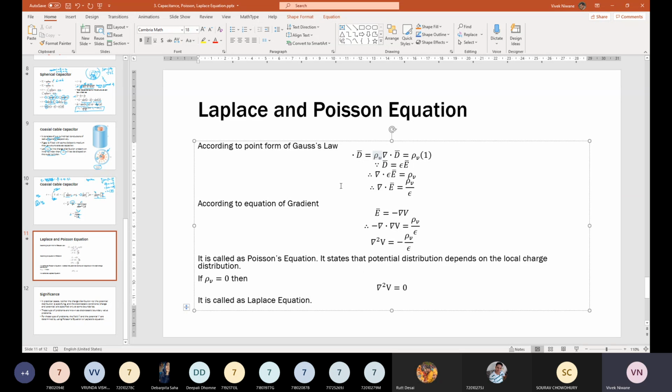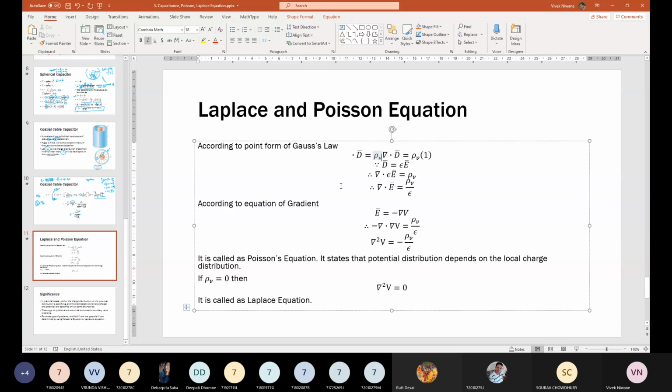We are going to look at the Laplace and Poisson equation, named after two mathematicians. They have a very deep contribution to magnetostatics and electrostatics. And these equations represent the behavior of the electric field and the electric potential.